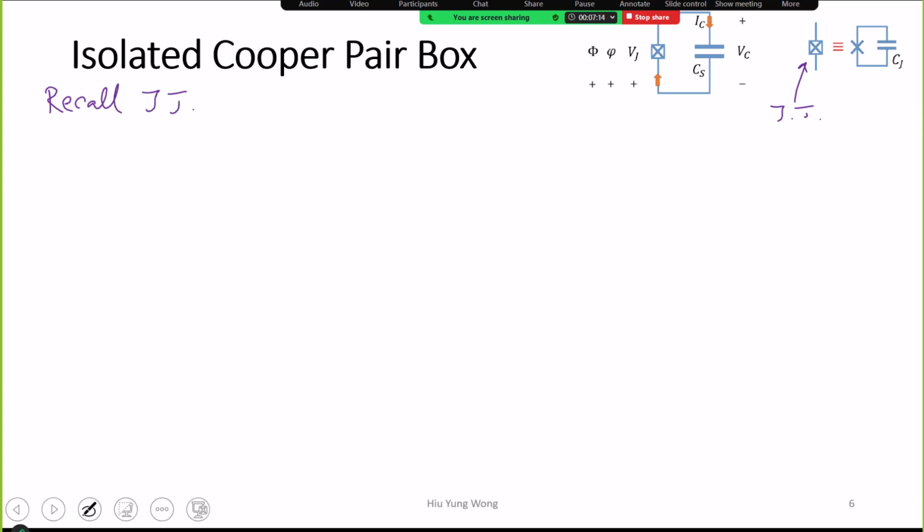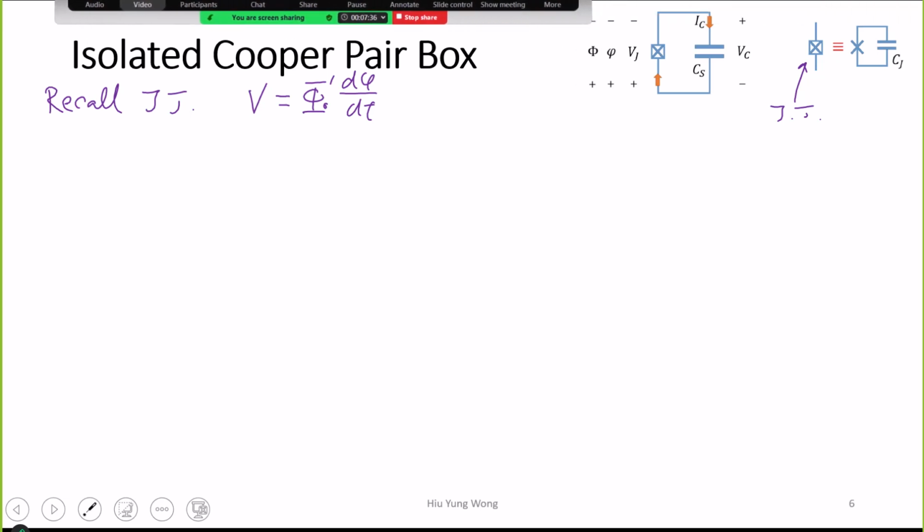It tells us that the voltage across JJ equals the reduced flux quantum times d phi dt, where phi is the phase across the junction. So I'm showing you here, right? This is Josephson junction. Let me move this one to the left. Yeah, it is showing here.